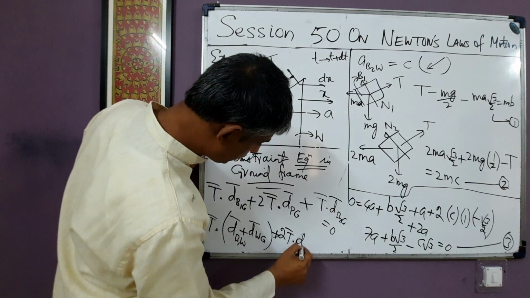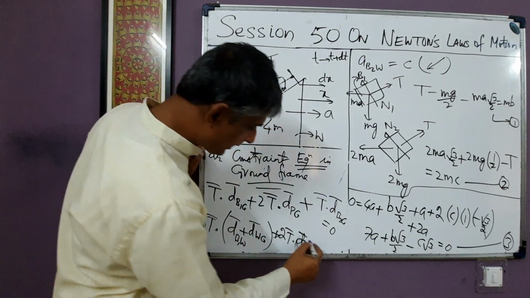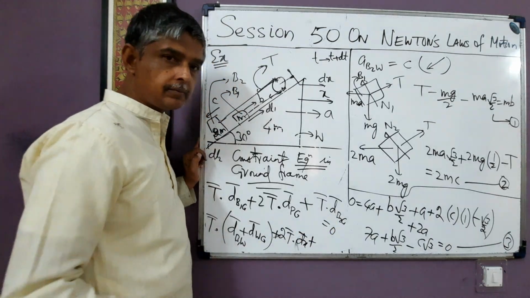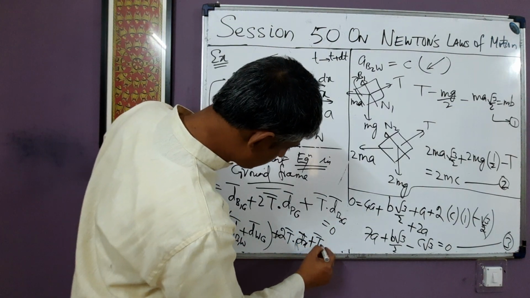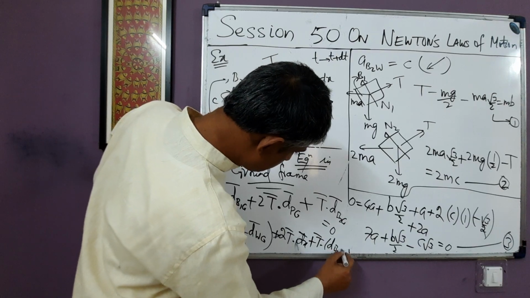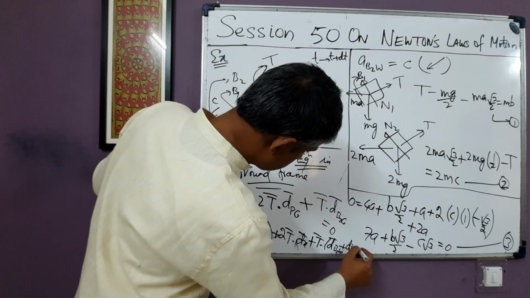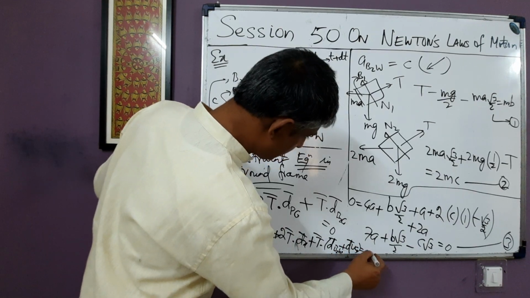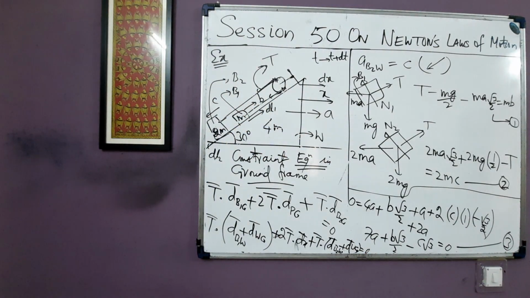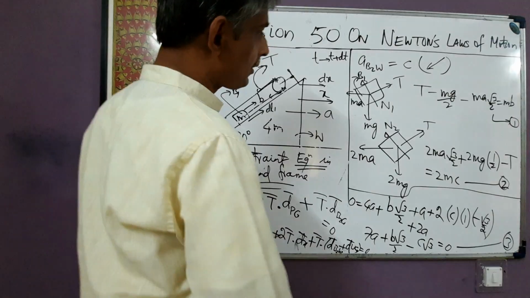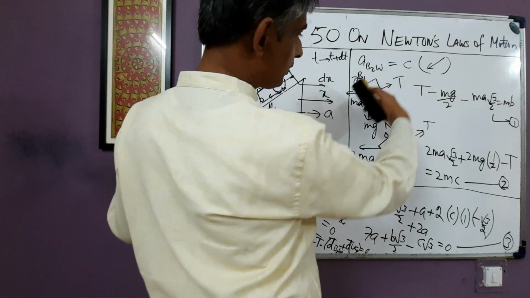So this becomes 2T dot dx plus T dot dB2G. T dot what? dB2G. So that becomes T dot dB2W plus dWG. Okay. Adds up to how much? 0. Fine. Alright. Now add up all these things.